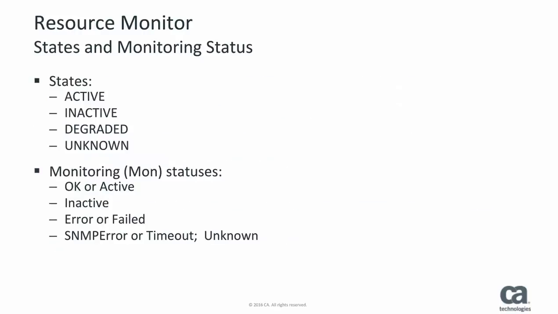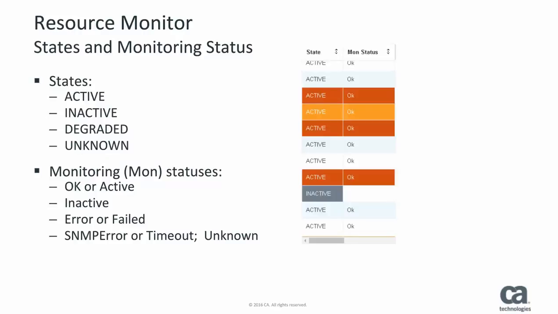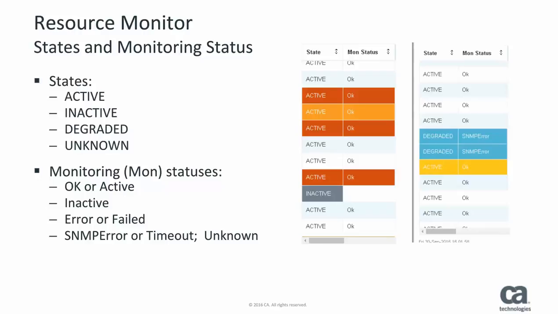States and monitoring statuses. A resource can be in one of the following states. Active, the resource is active and responds to status display commands. Inactive, the resource is inactive or does not exist on this system. Degraded, one or more resource attributes has returned something other than OK. For example, an attribute preset threshold was exceeded. Unknown. The resource status cannot be determined. For example, it may be being initialized or has not responded to status request commands.